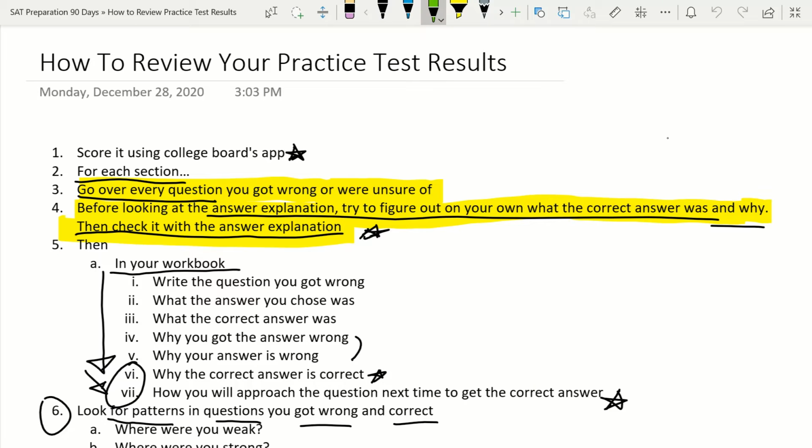Today's day 43 in our 90-day SAT Prep series. If you're following our program, yesterday you took SAT Practice Test 7. So today what you're going to be doing is reviewing your practice test results, okay?